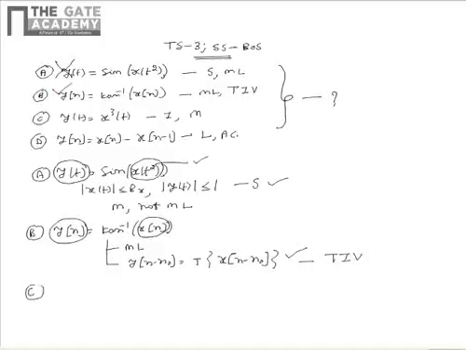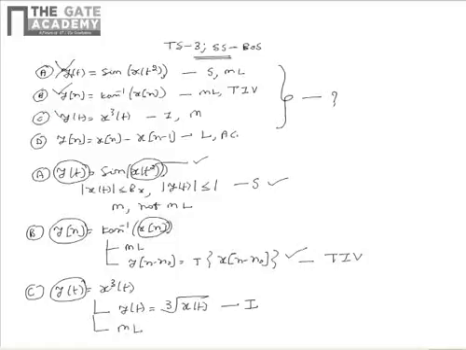Now let us consider the system in option C. As per this, the system is y of t is equal to x cube of t. From this we can say that y of t is equal to cube root of x of t is the inverse system of the given system. So the system is invertible. But also please note that the output y of t at any t depends on the input at that instant. So the system is memoryless and it doesn't have any memory. So the option C is not correct.